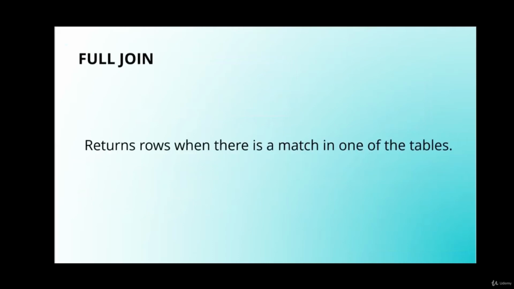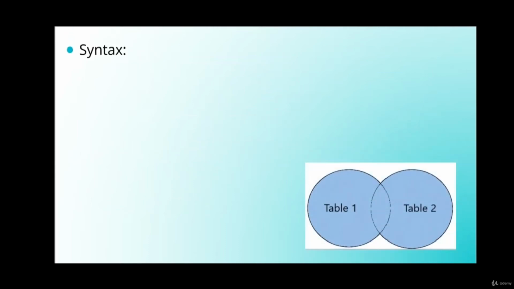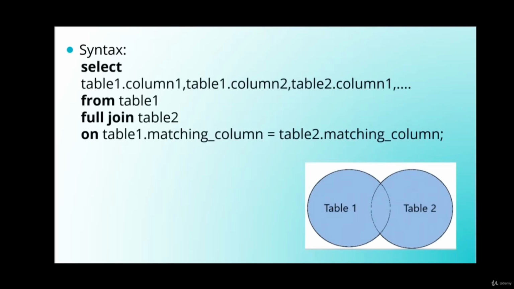Next is full join. Full join returns rows when there is a match in one of the tables. So this is the Venn diagram for full join, and the syntax for it is: select all the column names from table 1 full join table 2 on table1.matching_column equals table2.matching_column.